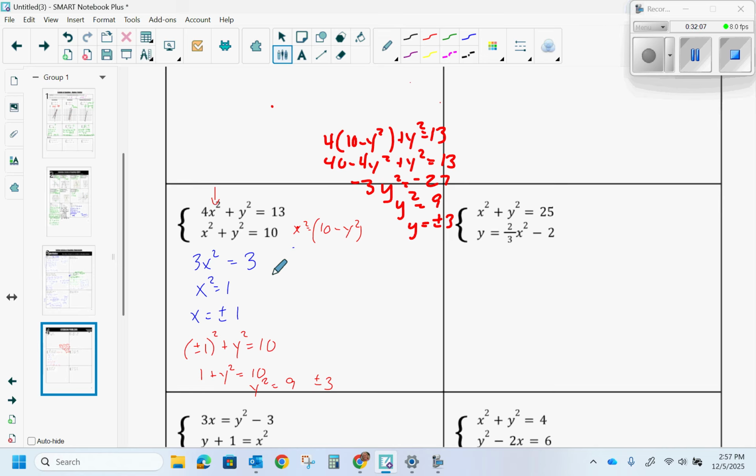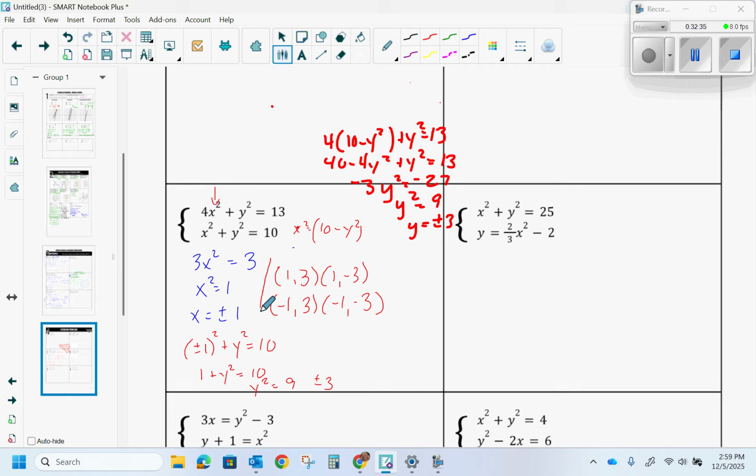So what we just found, guys, is really interesting. When x is 1, we get 3. When x is 1, I get a negative 3. And when x is negative 1, I get 3. And when x is negative 1, I get a negative 3.